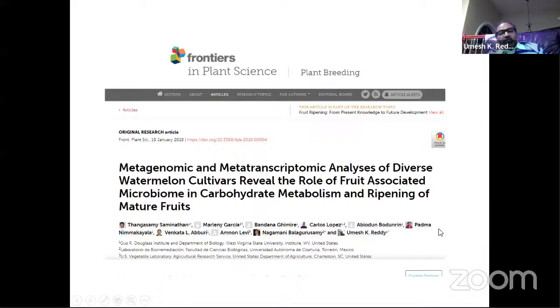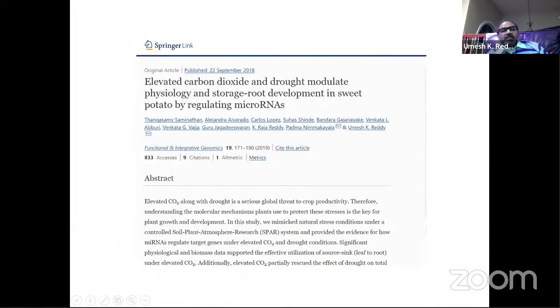And that's how they can participate in the ripening of the fruits. So that kind of studies we did. And also we worked a little bit on the sweet potato to understand, especially Dr. Raja Reddy's group in Mississippi State. Some of you may be knowing Dr.